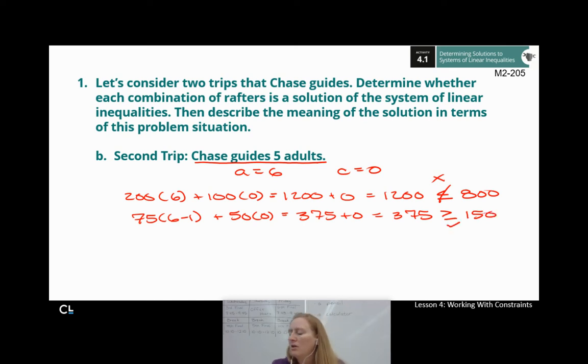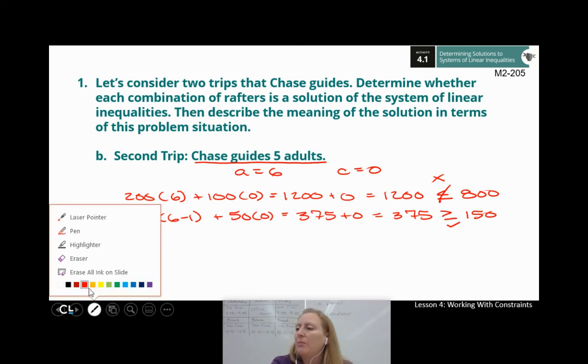But remember, in order to be a solution to the system of equations, it has to work for both. And it doesn't. It doesn't work for the weight. Yeah, we'd be making a lot of money, but it's not much good if you're dead because the raft sank and y'all drowned because you put too much weight in the raft.